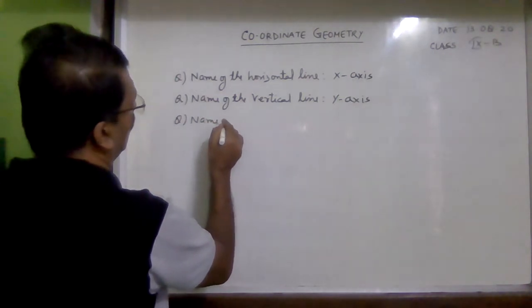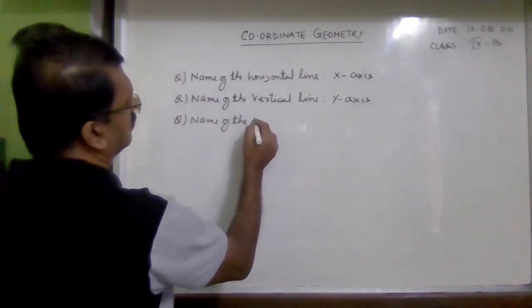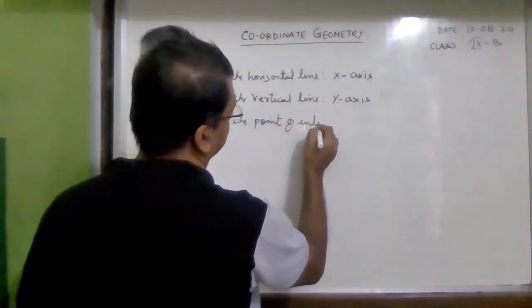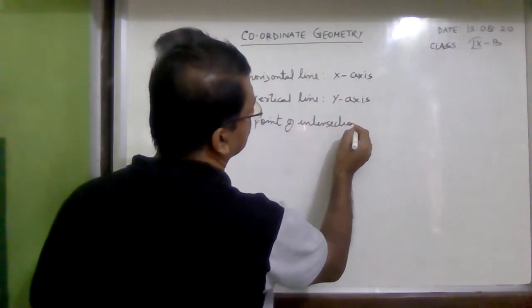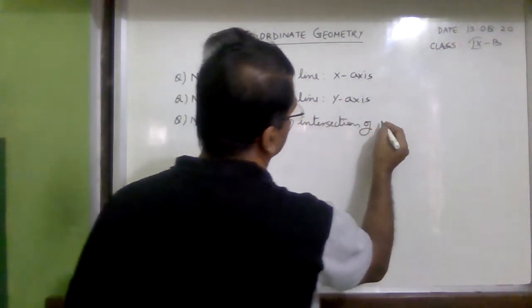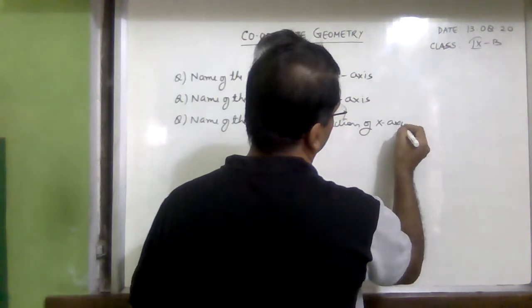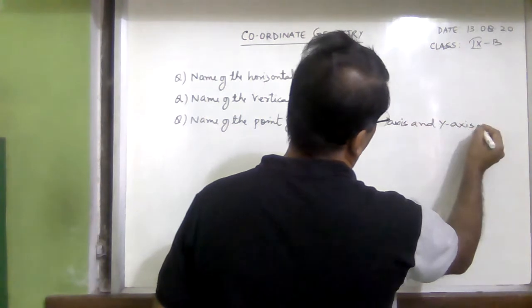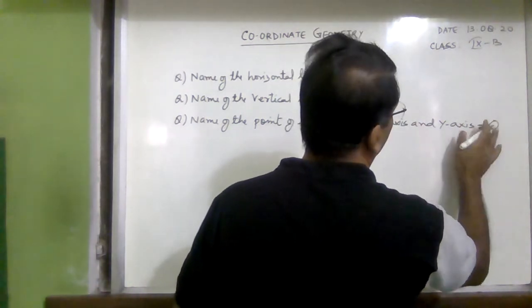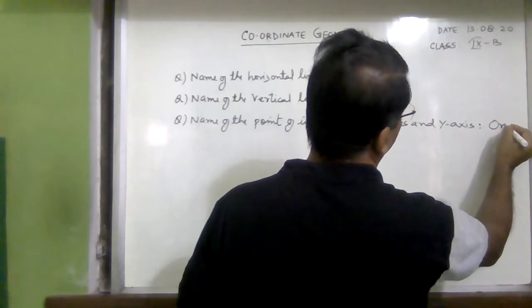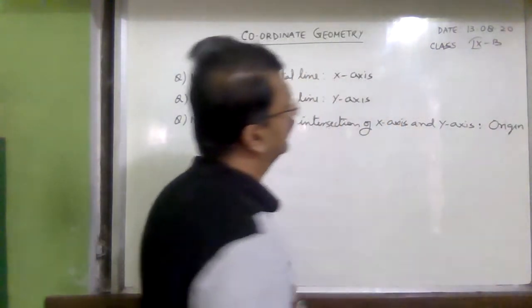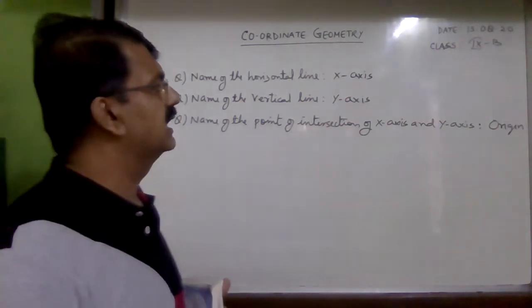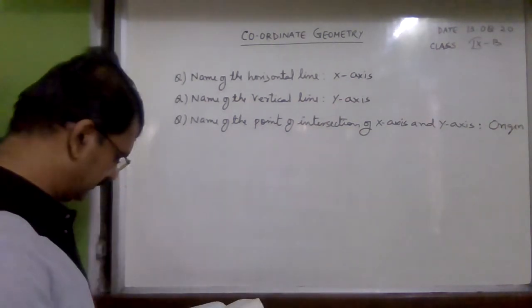Name of the point of intersection of x-axis and y-axis. It is called the origin. The point of intersection of x-axis and y-axis is called the origin.